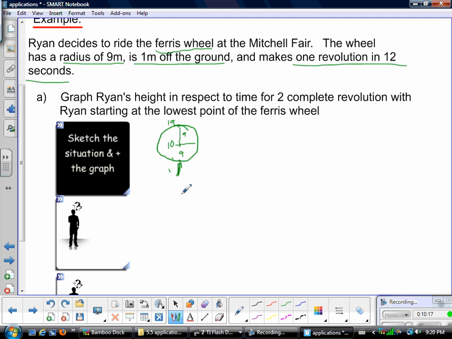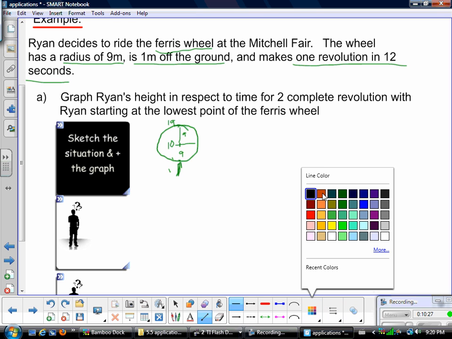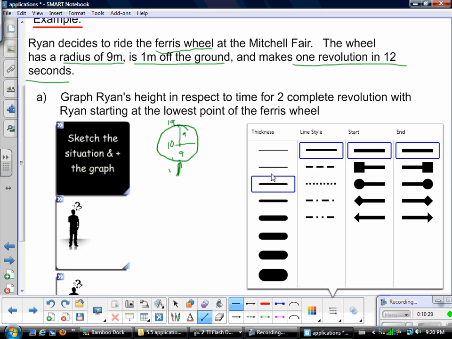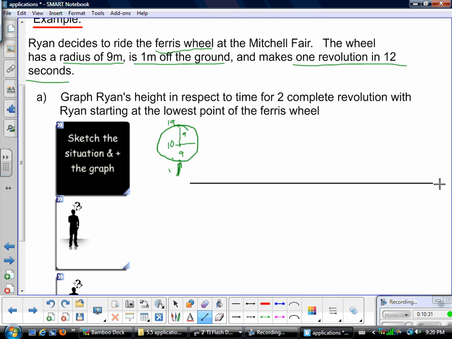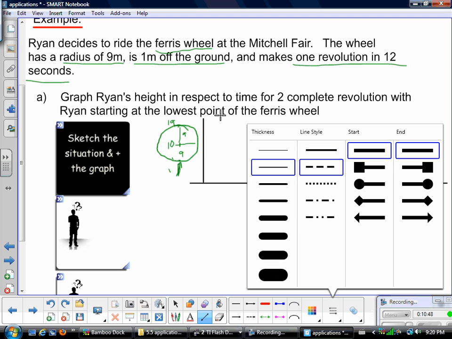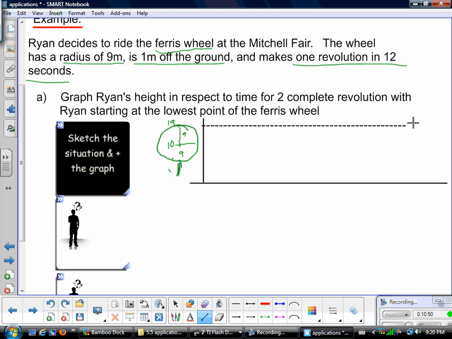Okay, so that is kind of making my diagram. I know it's kind of crappy, but what do you expect from a math teacher? All right, so the first thing I'm going to do is draw my ground. There's my ground. Okay, and I know next I have to have a y-axis. Okay, and I'm also going to superimpose my dotted lines just like this.